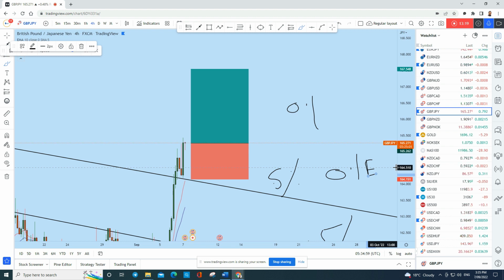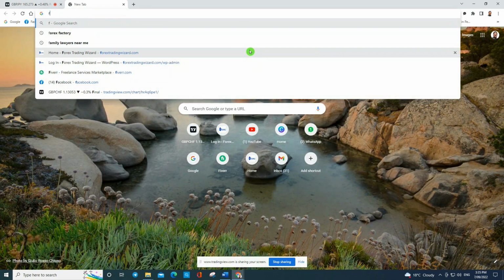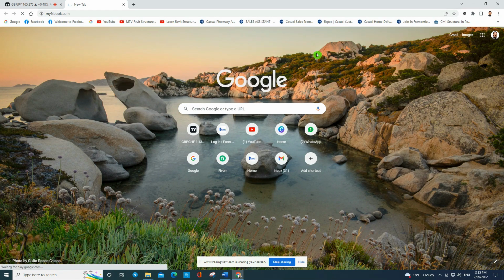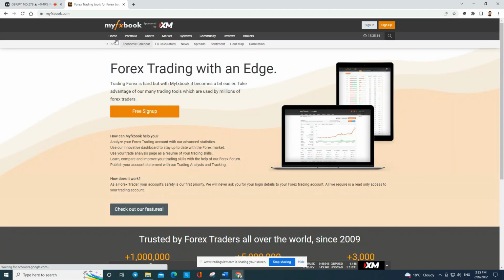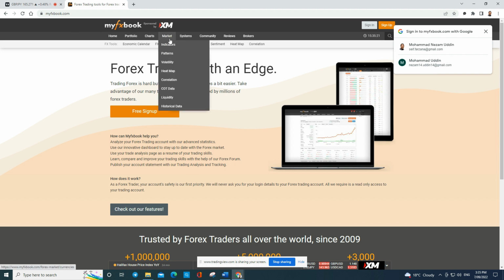Now there is a free website. If you have a risk manager or lot size calculator for your MetaTrader Pro, that's completely fine. But if you don't have, you can use this free website called myfxbook.com. I'm not any kind of affiliate or anything like that, just to show you. There is also an app version available, you can find it on the App Store.